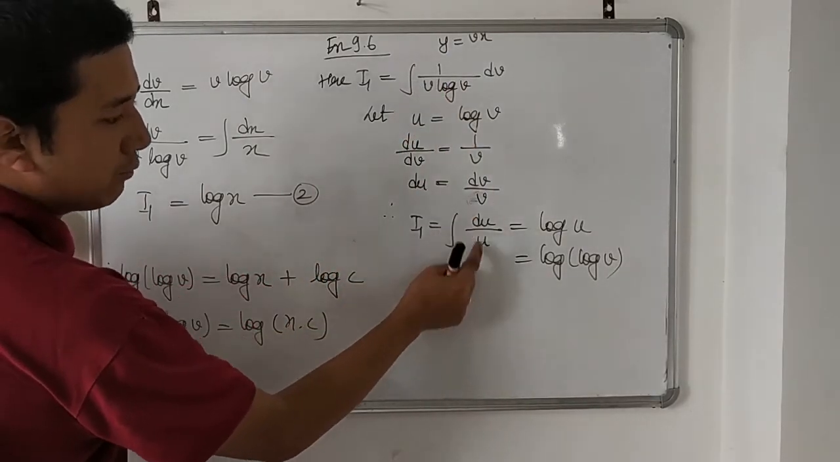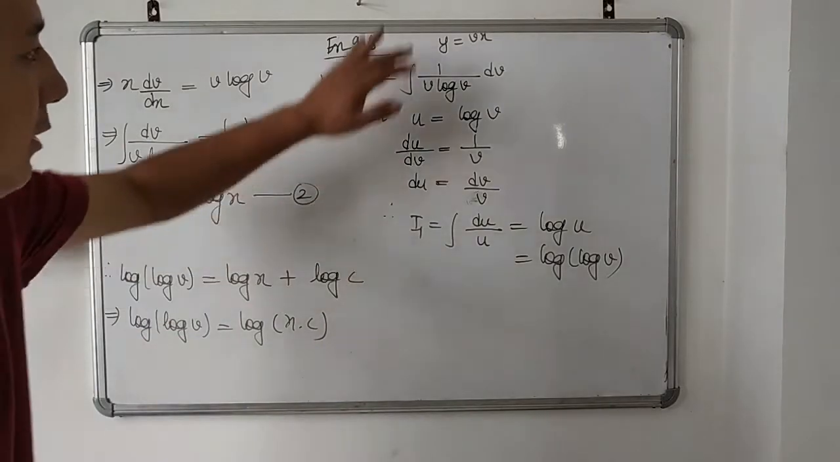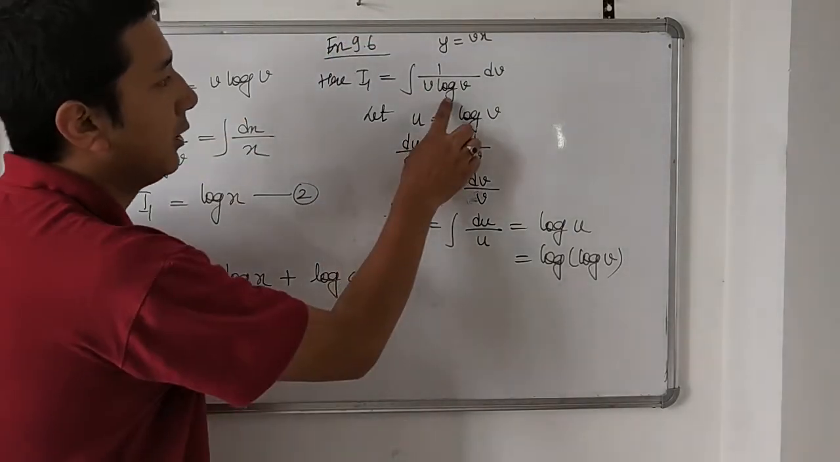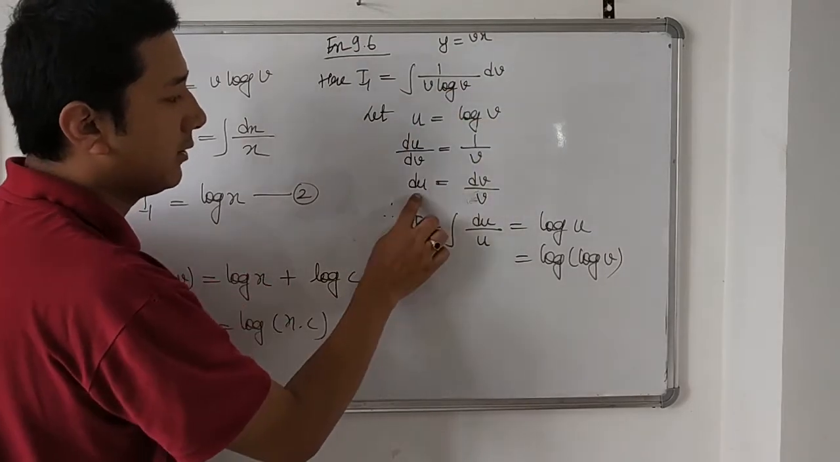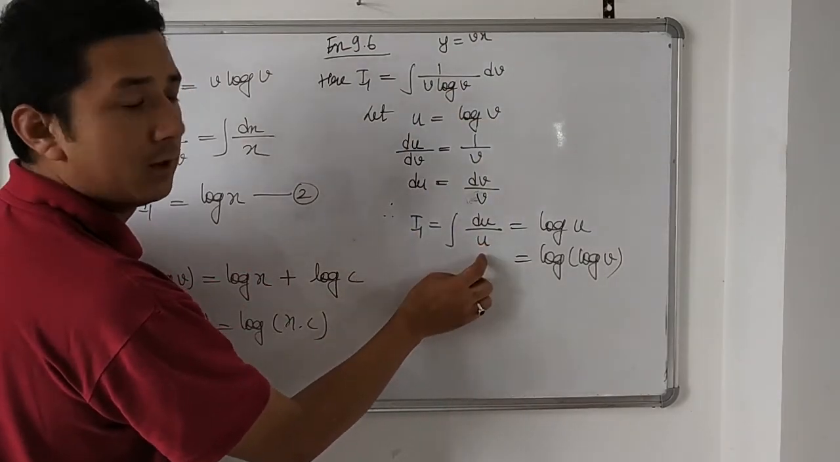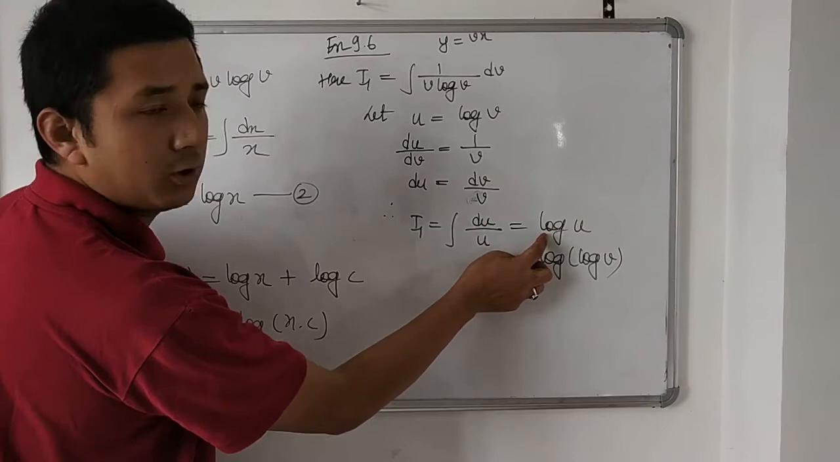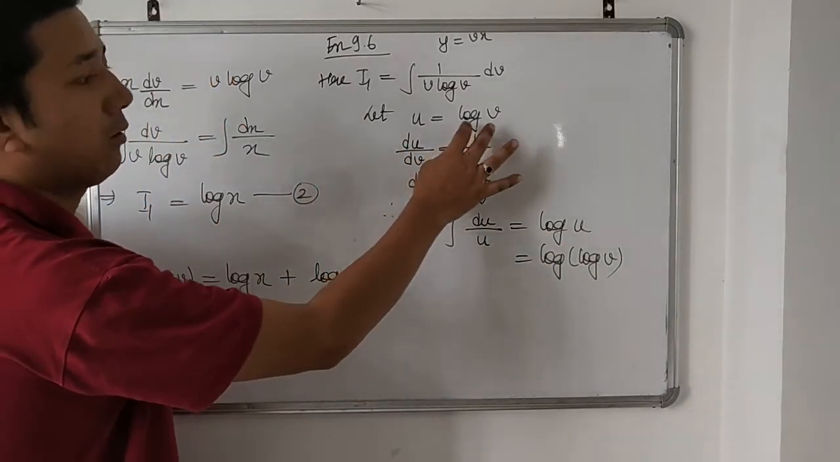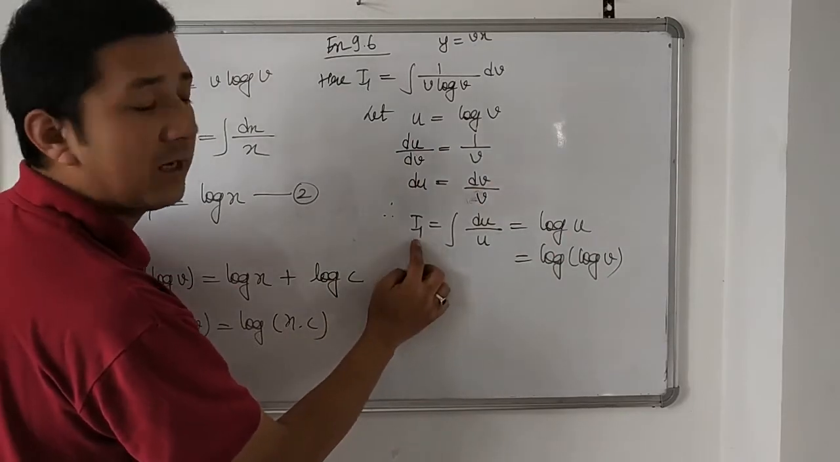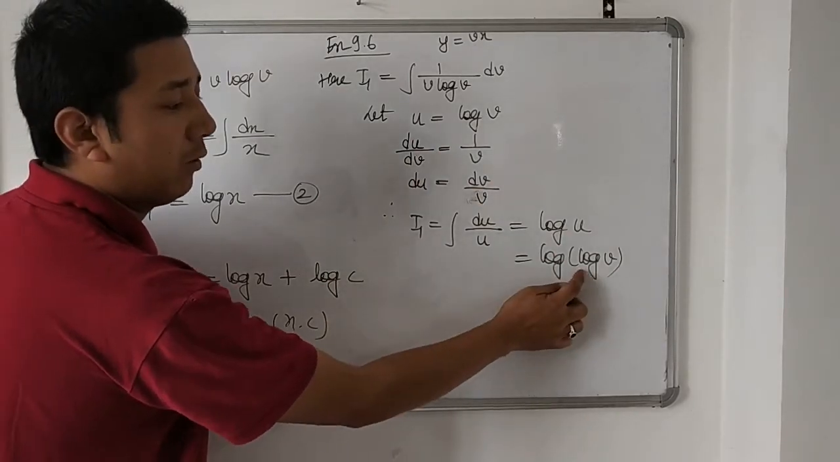So this will be du by u. Please be clear with this. Don't get confused. Log v means u, and dv by v means du. So it is only du by u. So integration of du by u means log u. And what was u? u means log v. So the final answer of I1 will be log v.